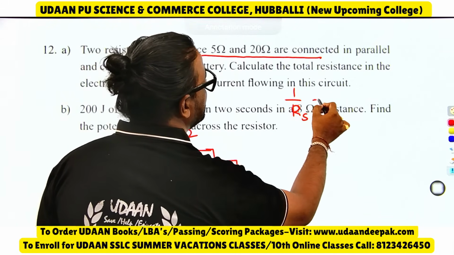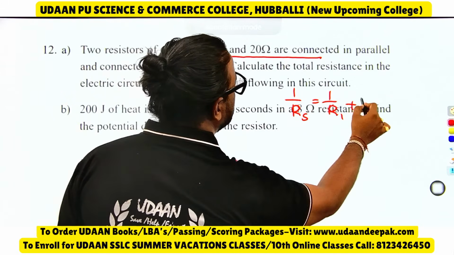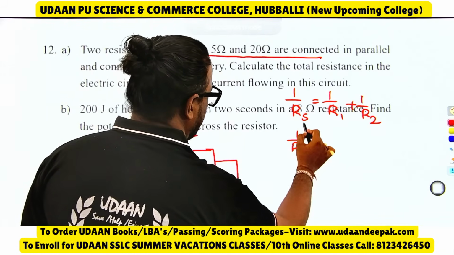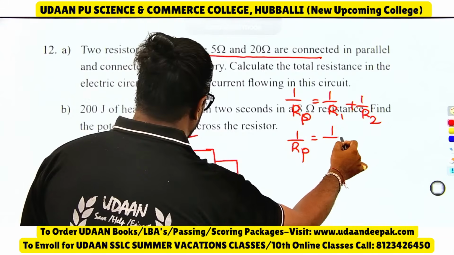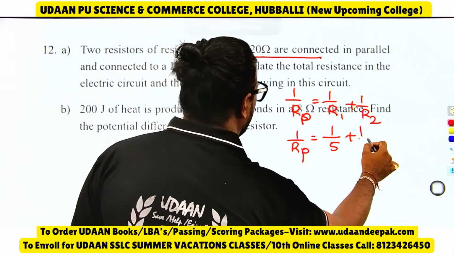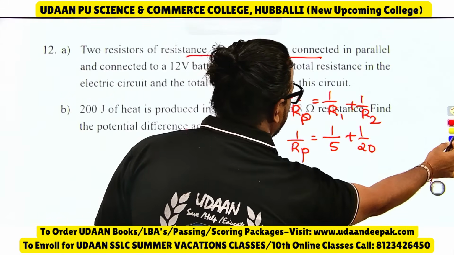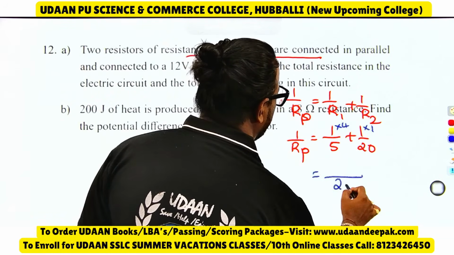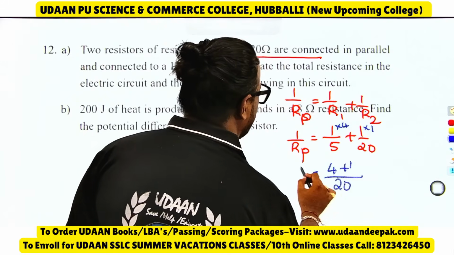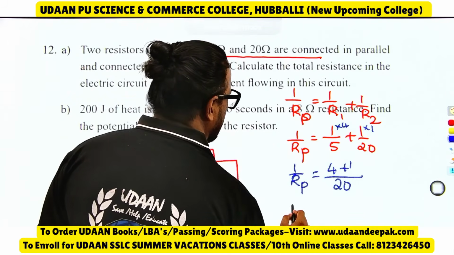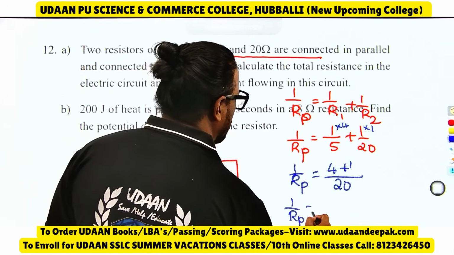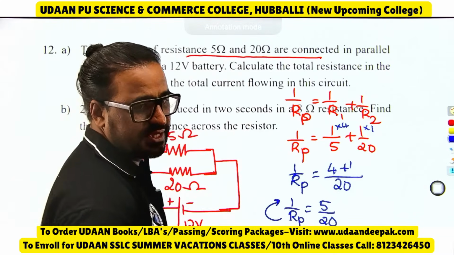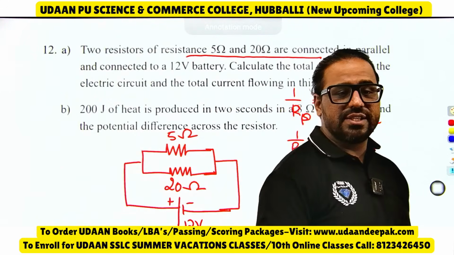1 upon Rp is equal to 1 upon R1 plus 1 upon R2. So resistance in parallel, right? 1 upon 5 plus 1 upon 20. 4 plus 1, that is 1 upon Rp. So 1 upon Rp is equal to 5 by 20. So the reciprocal is your answer.